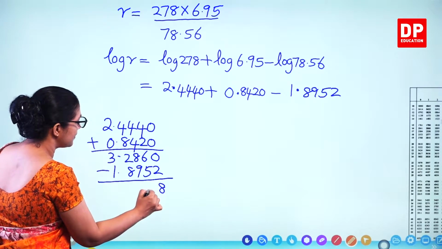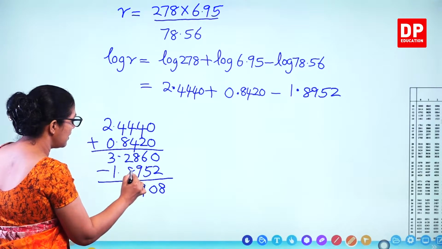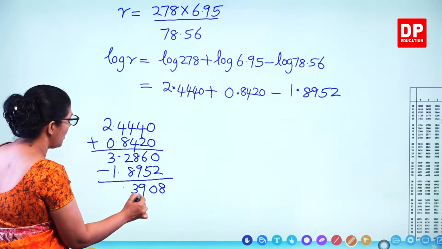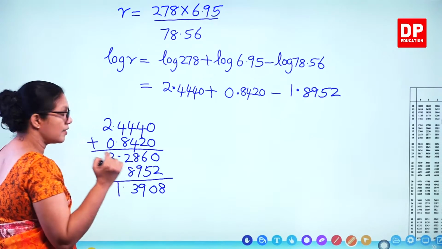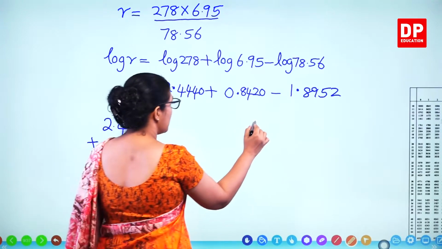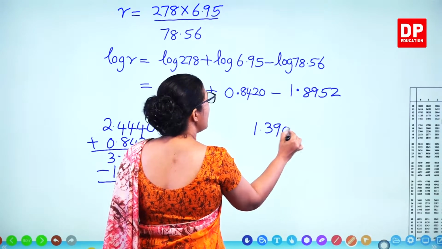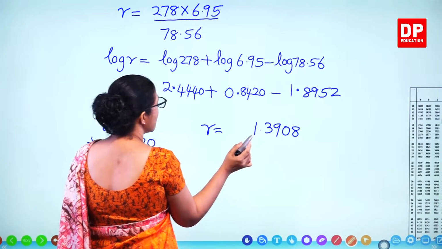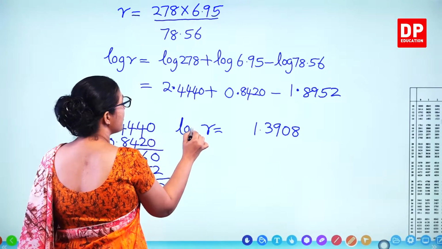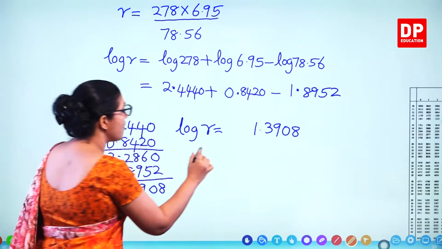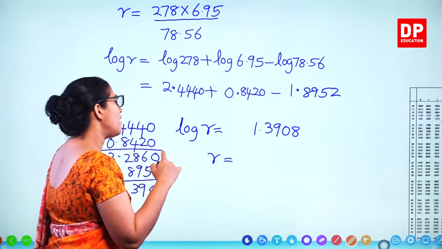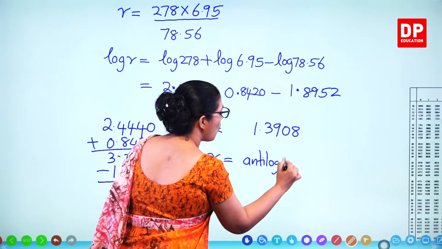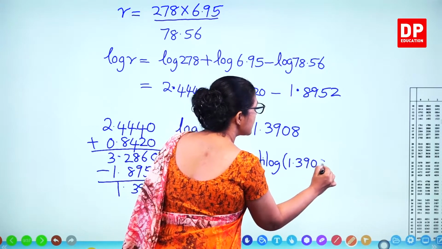8, 6, 9, then 9, 3, 12 and here 2 and 1. So 1.3908 is log R. Now this is log R. How do we find R? Take antilog. Antilog of 1.3908.